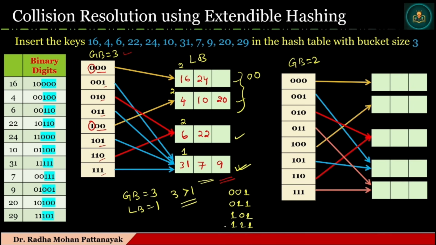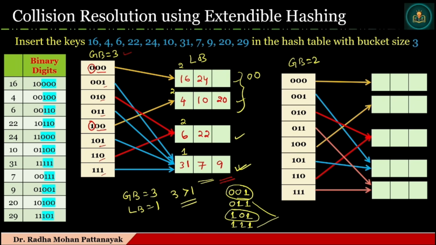If you see these 4 addresses, one type of address ends with 01 and the second type of address ends with 11. Clear? Just see here. This is 001 and this is 101. Both are one type of address ending with 01, and the second type is 011 and 111. So these two are one type of address. Now after splitting this bucket into 2 buckets, we will assign these 2 addresses to these 2 different buckets. So see here, 111 and 011 I am pointing to the last bucket, and 001 and 101 pointing to the previous bucket.